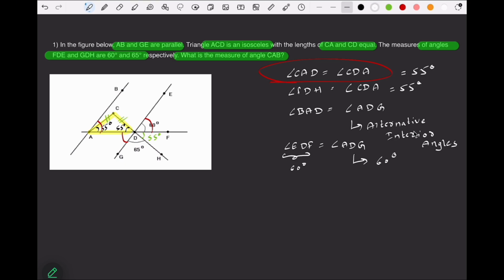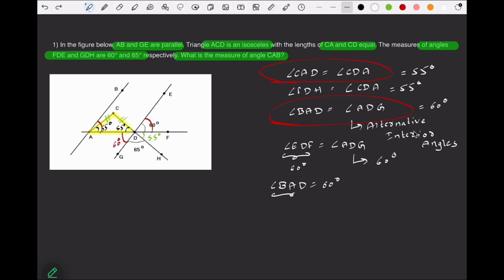I am marking angle ADG as 60 degrees. Just now we said angle BAD and angle ADG are equal, as they are alternate interior angles. Angle BAD and angle ADG are equal to 60 degrees. So we found angle BAD is equal to 60 degrees.